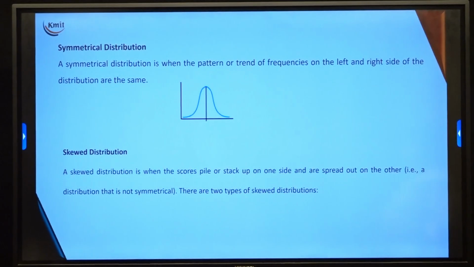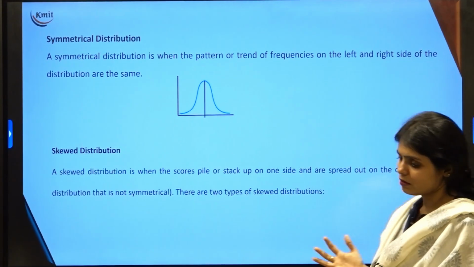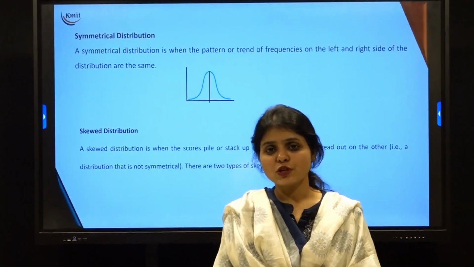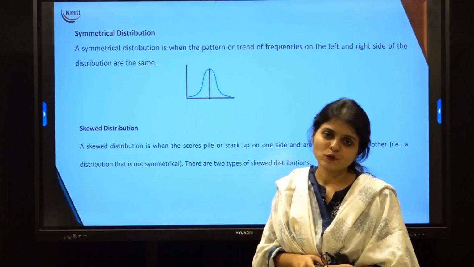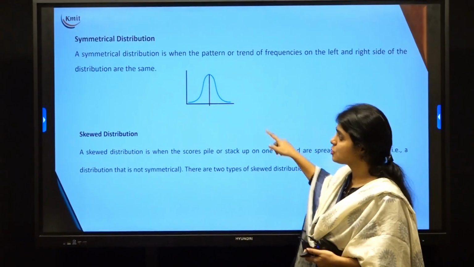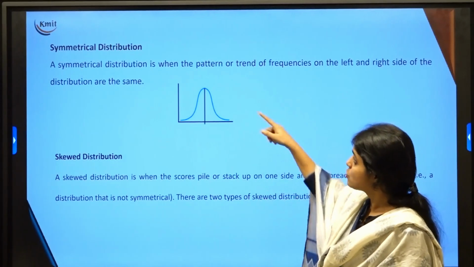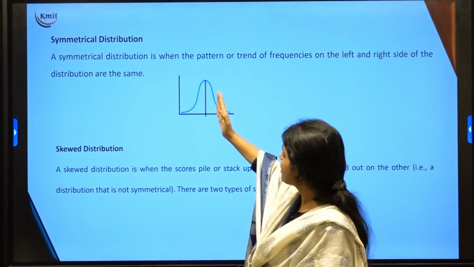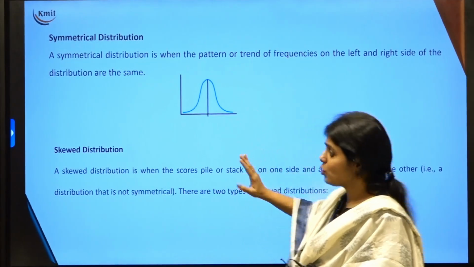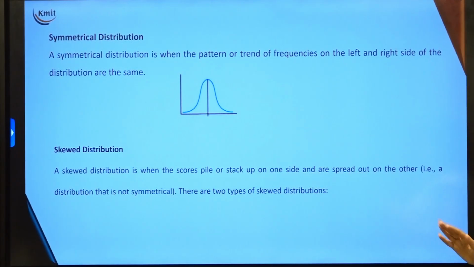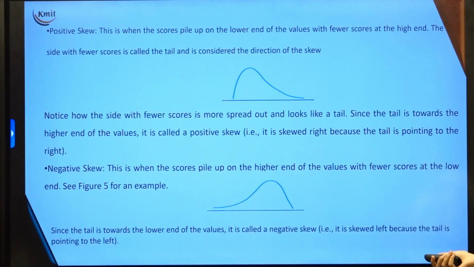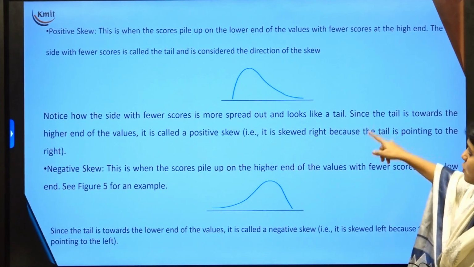Now when we talk about data, the data distribution is also important if you want to understand the statistics of data. We basically have two types of data distribution. One is called symmetrical distribution, the second one is called skewed distribution. Symmetrical distribution is the normal distribution of the data, that is, the data is divided equally onto the left and the right. Skewed distribution is when the scores pile or stack up on one side, whereas the other side would be totally skewed. There are two types of skewed distributions, as you can see, positive skew and negative skew.